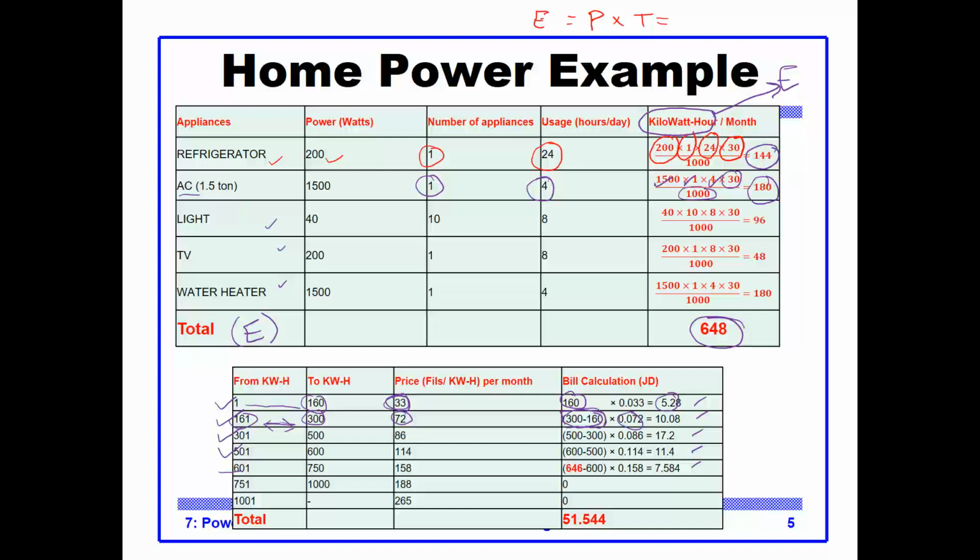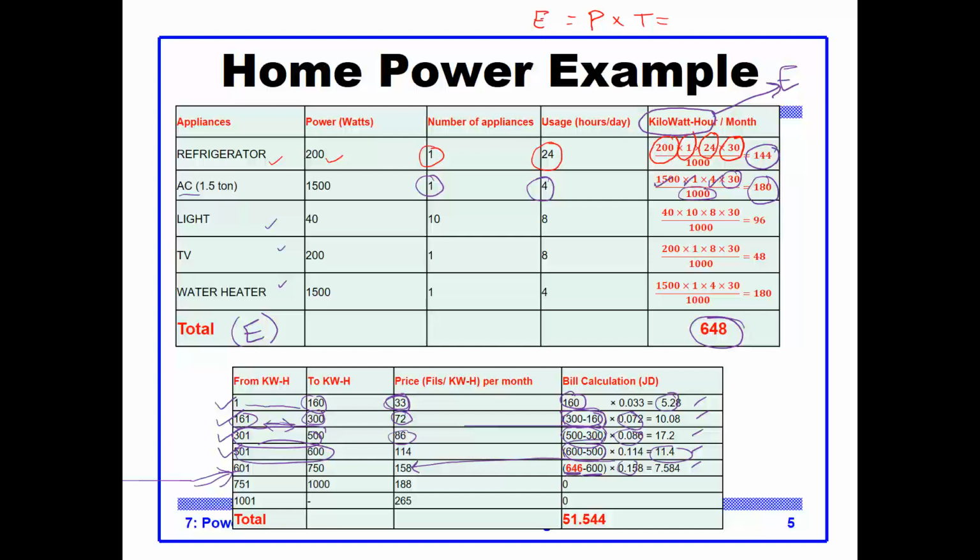And then here we compute the range, which is right here, and multiply it by the price, which is right here, and we get 17.2. And also we cover this entire range, times 0.114, that comes out to be 11.4 JD. But this range right here, we don't cover it all. We cover up to 648. So we subtract 600 from 648 and multiply by the price of this range, and that turns out to be 7.85 JDs.